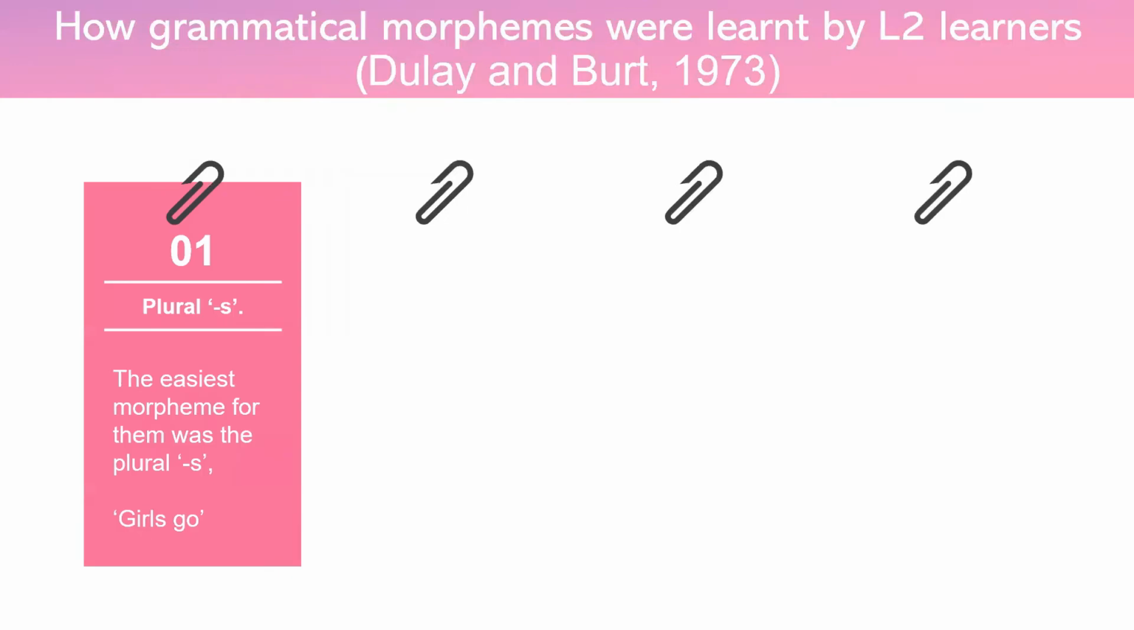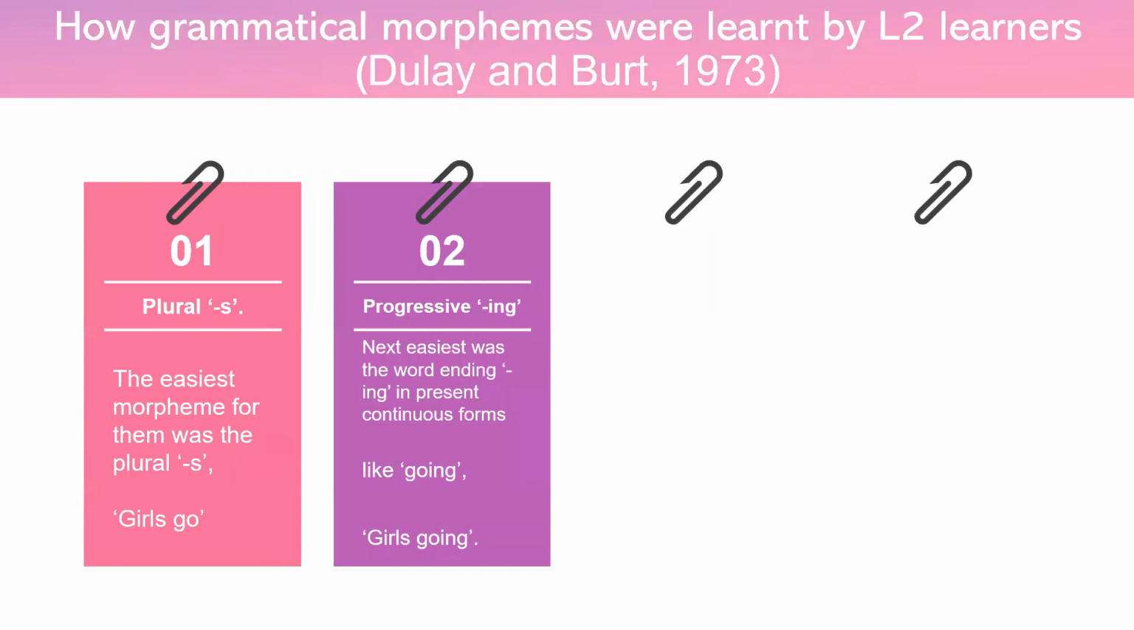So this is the result. One is for plural S. This is the easiest morpheme for them. Example: girls go. Two, progressive with ing. Next easiest word.